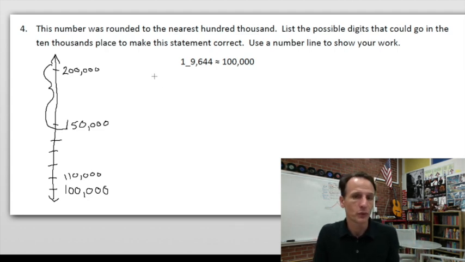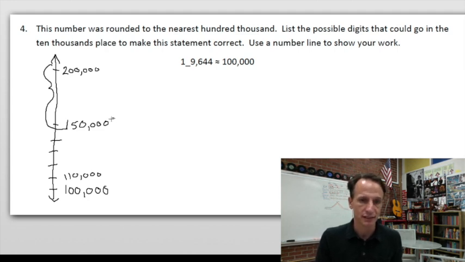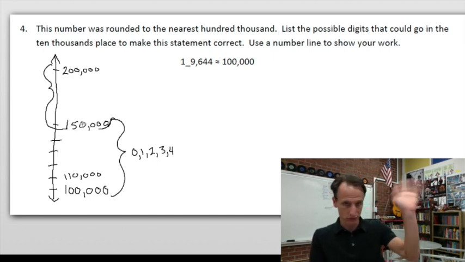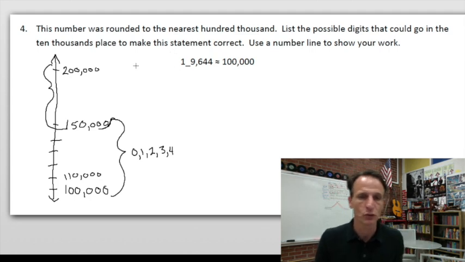So we will write a statement saying what is our set. This is our set here starting from under 150, right? This is our set of possible answers here. And so that missing digit could be a 0 in the 10,000s place. It could be a 1. It could be a 2 in the 10,000s place. It could be a 3, or it could be a 4. Once you get to 5, oh, yeah, that's going to round up to 200,000.